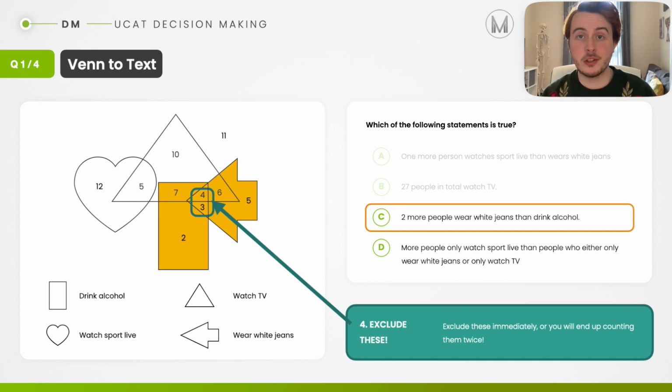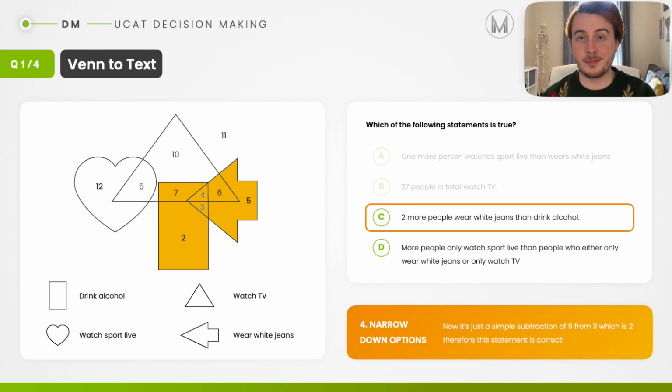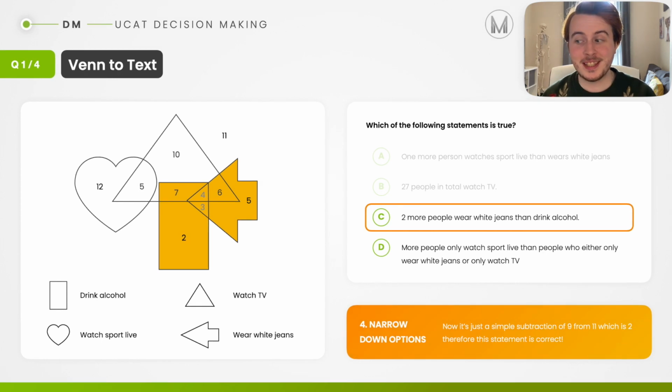If we don't include those in either of our totals, there's no loss to either of them because they're both going to decrease by that 7. So let's just add up what's not there. For drinking alcohol, we've got 9, and for wearing white jeans, we've got 11. So that's our difference of 2. So absolutely, we can confirm that C is going to be our correct statement here.